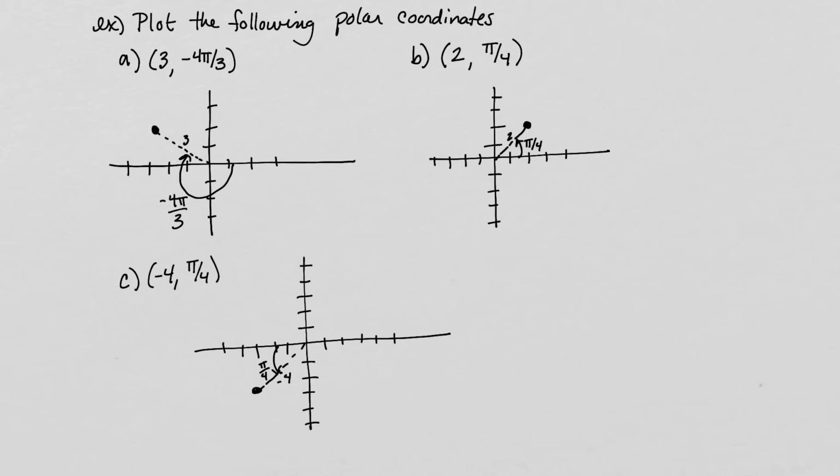So let me pull up here. When we're going to convert back and forth, we need to keep in mind those equations that we had before, right? So I'm going to write them up here in the corner. We have x squared plus y squared equals r squared. We have x equals r cosine theta, y equals r sine theta, and the tangent of theta is equal to y over x.